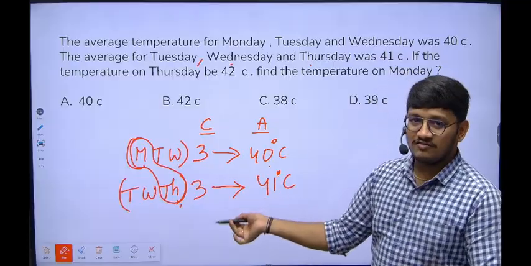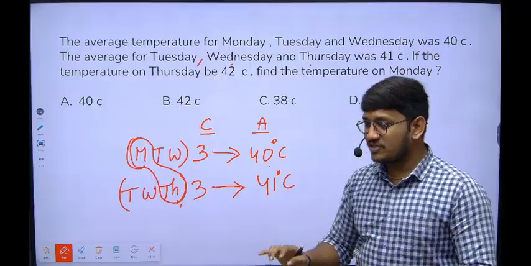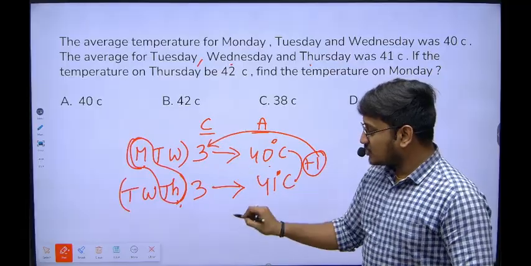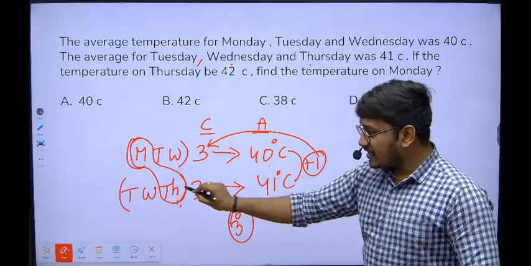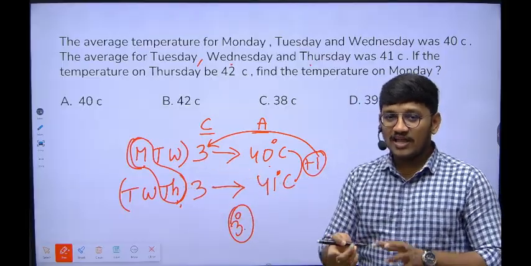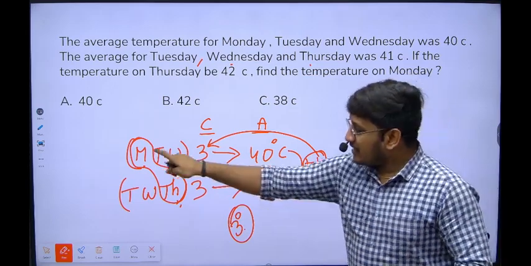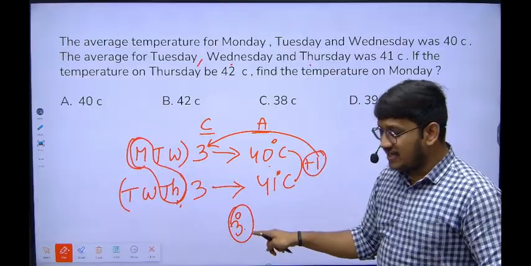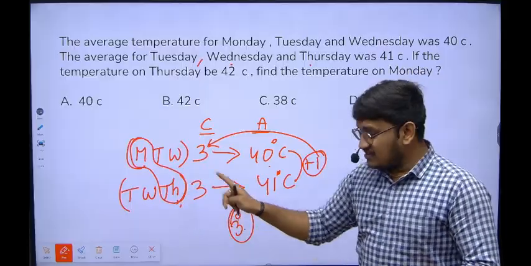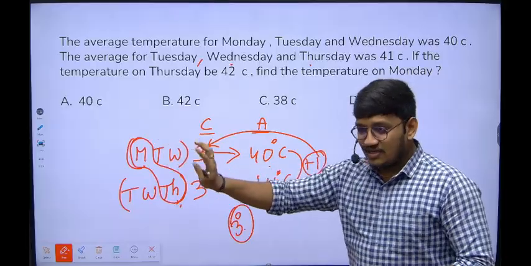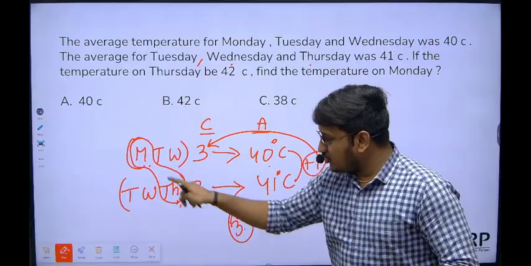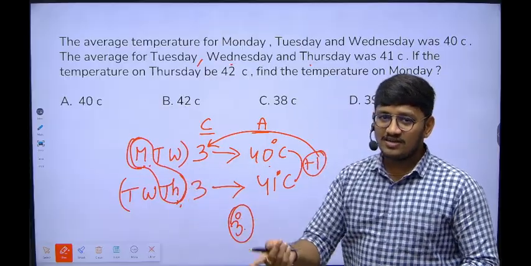This shortcut will give you. Left hand side difference is not required because it is 0. This side difference is +1. This +1 is multiplied with 3. So Thursday's temperature is 3 degrees more than Monday's temperature. Or I can also change the statement: Monday's temperature is 3 degrees less than Thursday's temperature. Both are the same, right? Whichever temperature you know, either Monday or Thursday, you can find the other one.